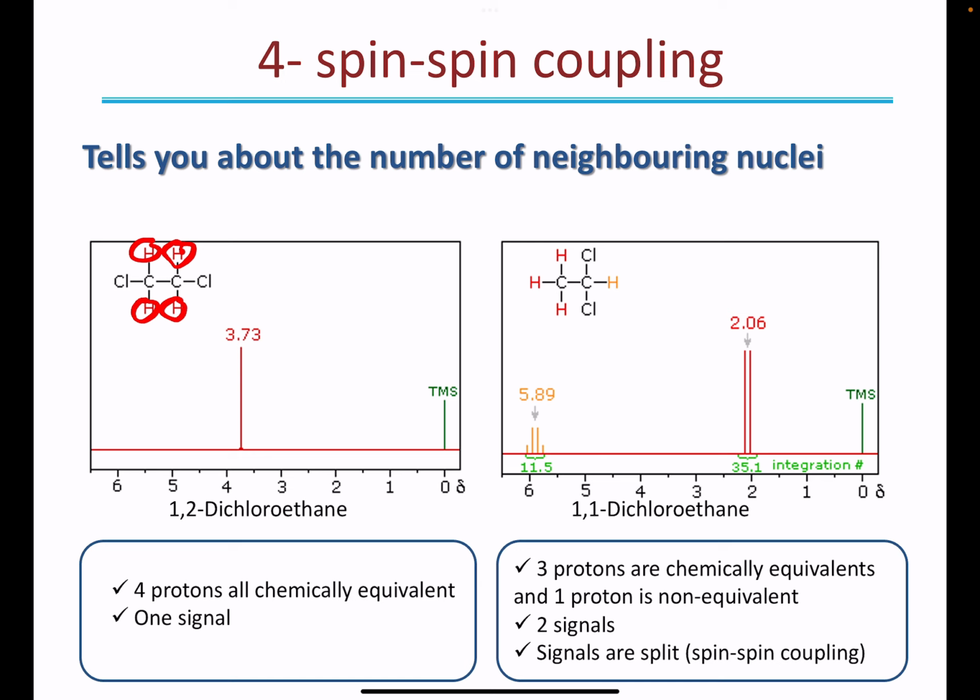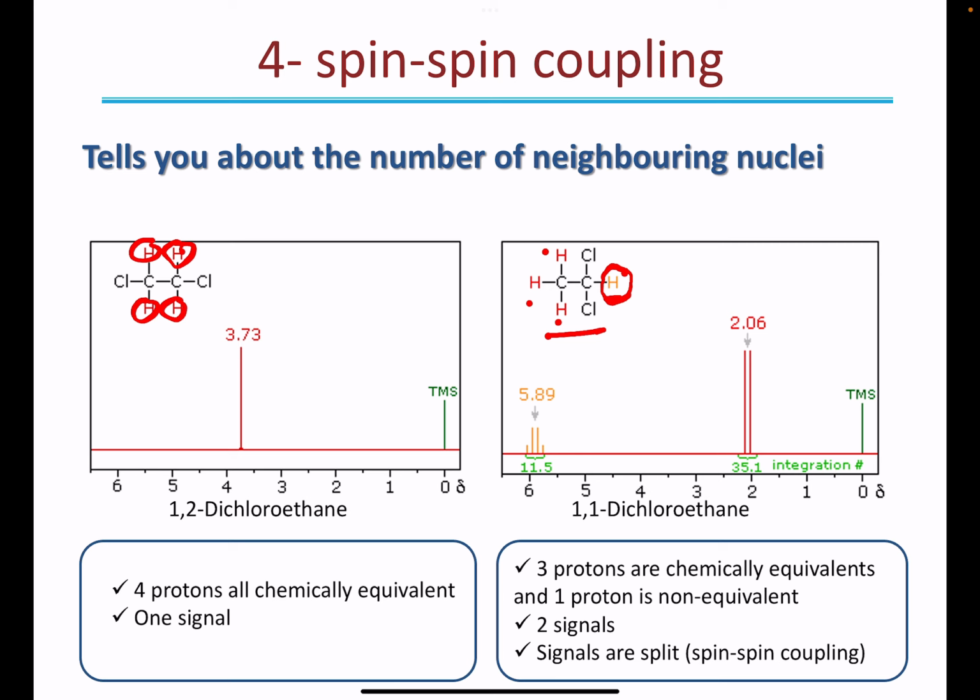However, when you look at a compound like this one, which is 1,1-dichloroethane, then you expect to have two different signals. One signal for the three protons on the carbon on the left, and one signal for the proton on the carbon on the right. The three protons on the carbon on the left, which are chemically equivalent, will have one signal, and this signal will be split by this one proton on the adjacent carbon, which is not chemically equivalent to the other three protons.